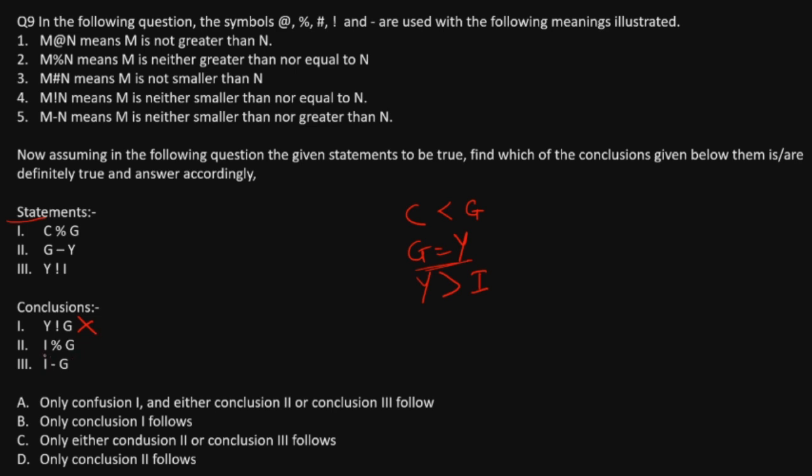It doesn't follow. Then I percentage G. I is neither greater nor equal, which means it's less than G. And we can see here I is less than Y and Y is equal to G. So the second one is correct. I minus G: I is neither smaller than nor greater. Is I equal to G? No, it's less than G. The answer is option D, only conclusion 2 follows.